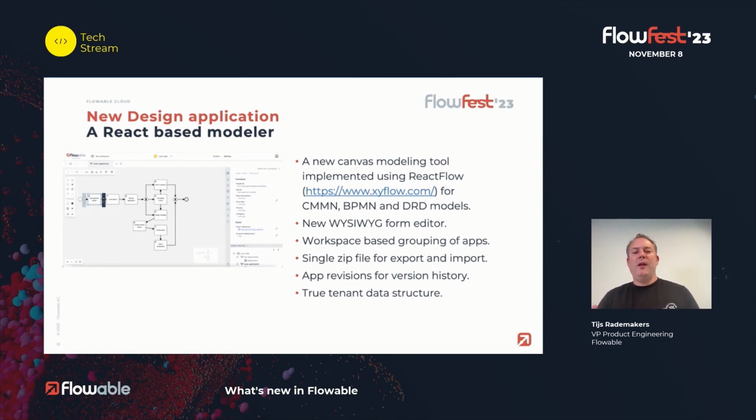Then in addition, we have something called app revisions, which add to the version history support, which we already had. It's like a snapshot of an app at that point in time. So you can really go back to a certain app version, and then it will have exactly the same state as you had when the snapshot was created. It's really a nice addition to the version history support.